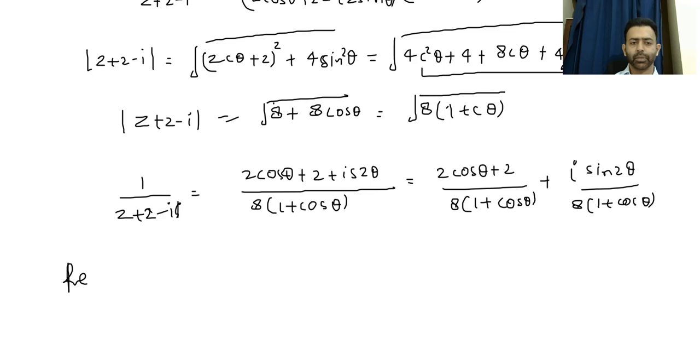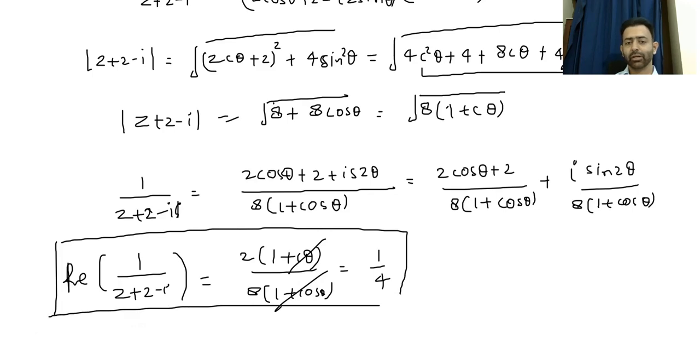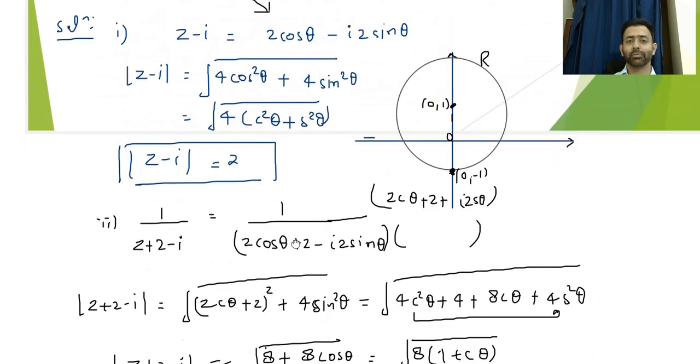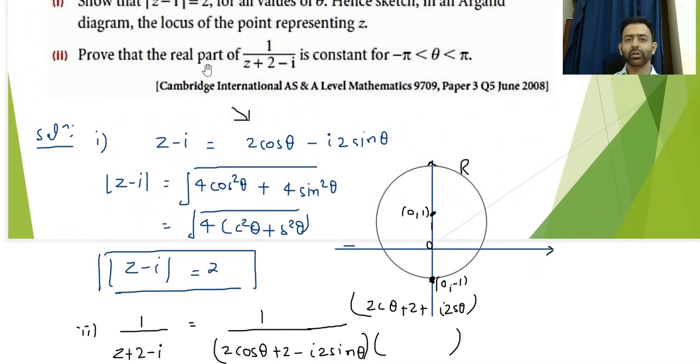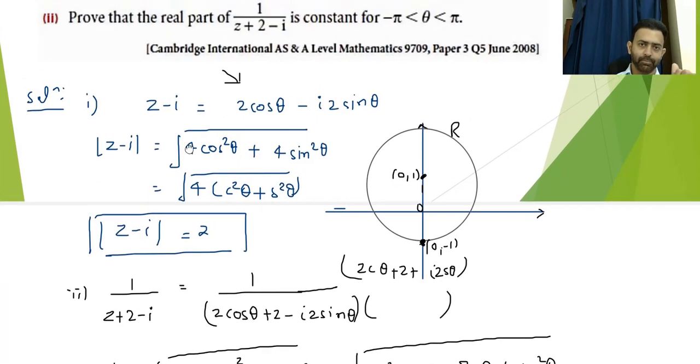So the real part of 1 over z plus 2 minus i is equal to, taking out the 2 as a common factor, you will get 1 plus cos theta. In the denominator we have 8 times 1 plus cos theta. So this can cancel with this. 2 by 8 is 1 by 4, which is a constant, right? So in the previous question we were getting the constant as 1 by 2, and in this case we are getting the constant as 1 by 4, right? Same thing, the question may ask for the imaginary part, if the imaginary part is somehow coming out to be constant, so it will ask for the imaginary part, right?